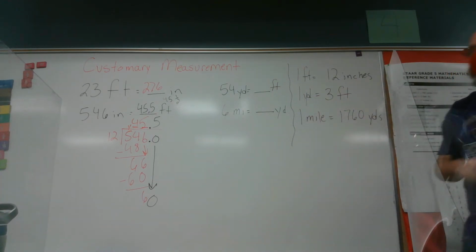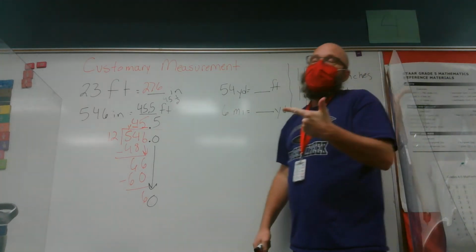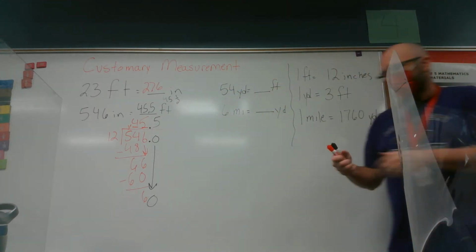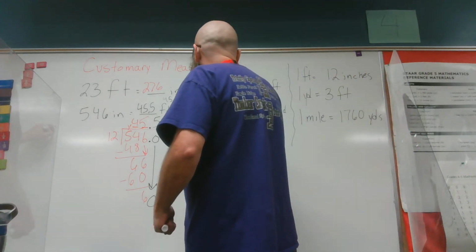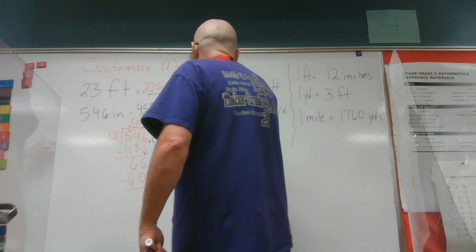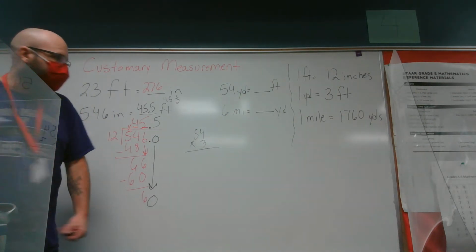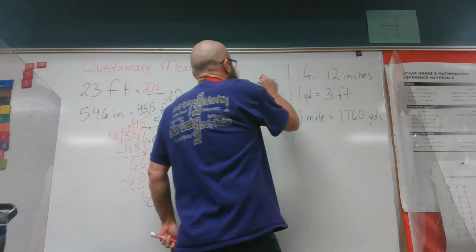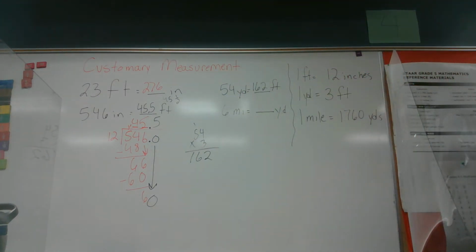So I could count all if I want. 1 yard, 3 feet. 2 yards, 6 feet. 3 yards, 9 feet. And I could count all the way to 54 yards. But it seems much easier to be multiplying 54 times 3. 3 times 4 is 12. Carried 1, 15, 16. So I should have 162 feet if I did my math correctly.